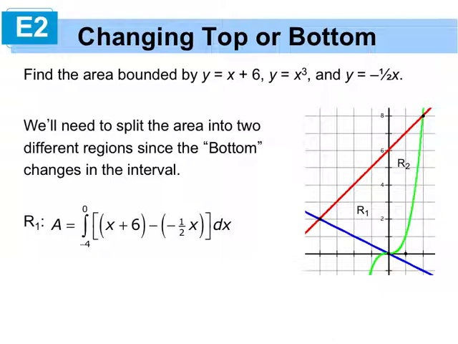Good. So what would the area of region 2 be? The integral would be from what to what? Integral from 0 to 2. Good. And it would be, in parentheses, x plus 6, minus, in parentheses, x to the third, times dx. Perfect.